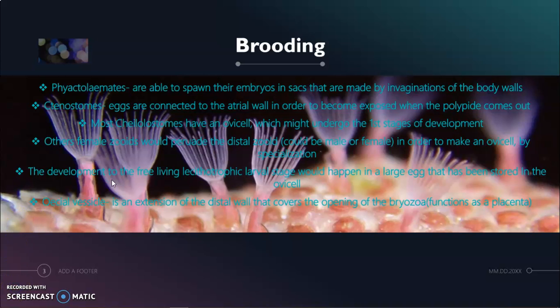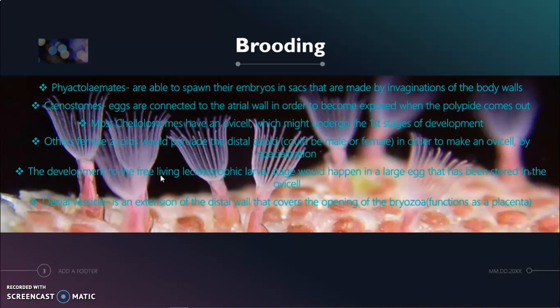Certain species have an ovicell, which might undergo the first stages of development. The ovicell is basically one of the dilatations of the body wall of the bryozoan, in which the ova sometimes undergo, like I already said, the first stages of development. Other mature female zooids would persuade the distal zooid, which could be male or female, to make an ovicell by specialization. By distal I basically mean the organ furthest from its point of attachment to the rest of the body. Think about hands or feet, which are the furthest from the arms and legs.